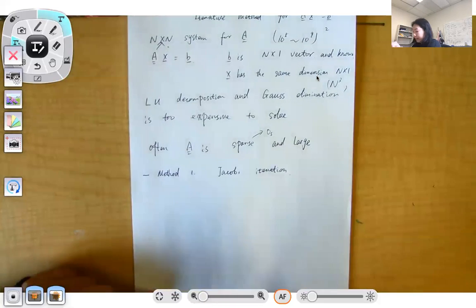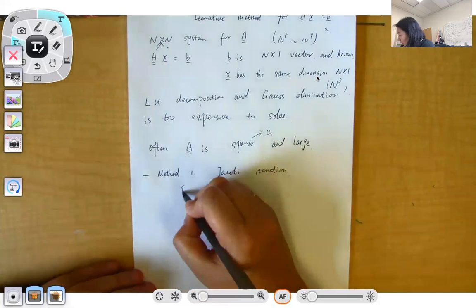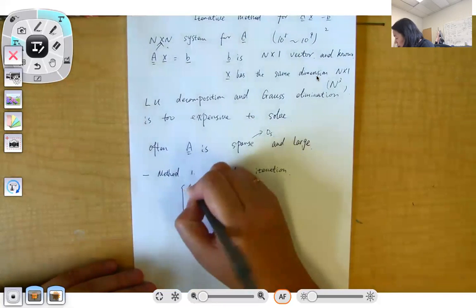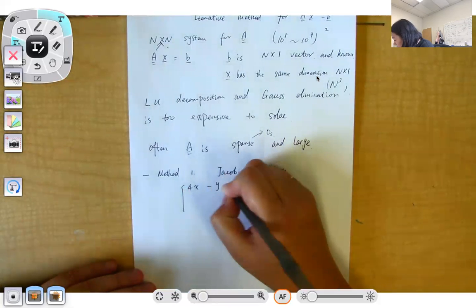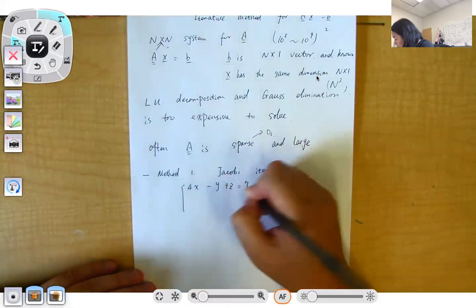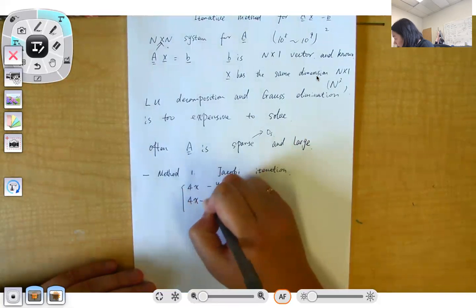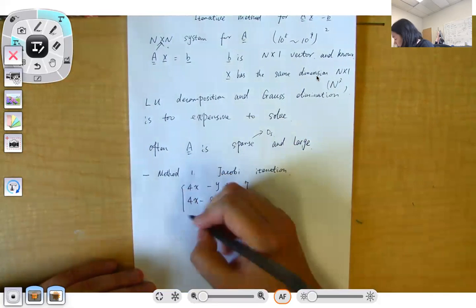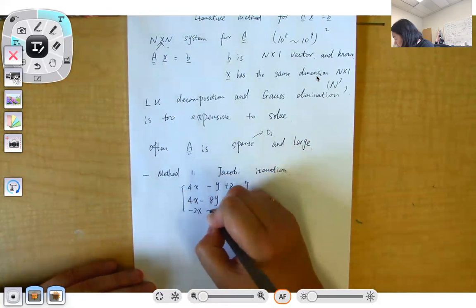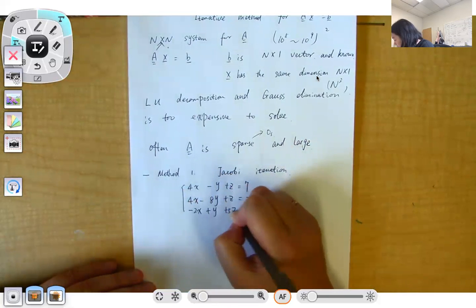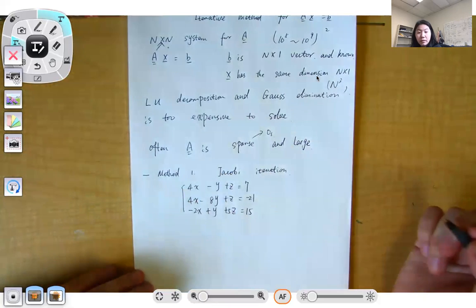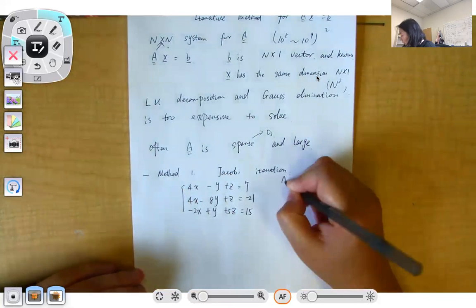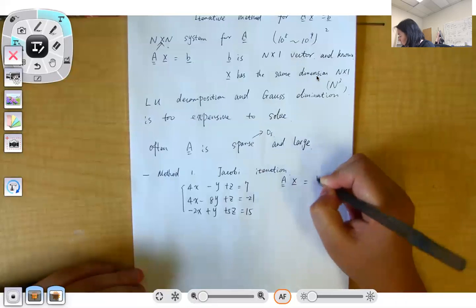You have a system which is a 3 by 3 system for the A. So 4x minus y plus z equals 7. 4x minus 8y plus z equals negative 21. Minus 2x plus y plus 5z equals 15. So this is a small system, a 3 by 3. You can also write it as AX equals B.